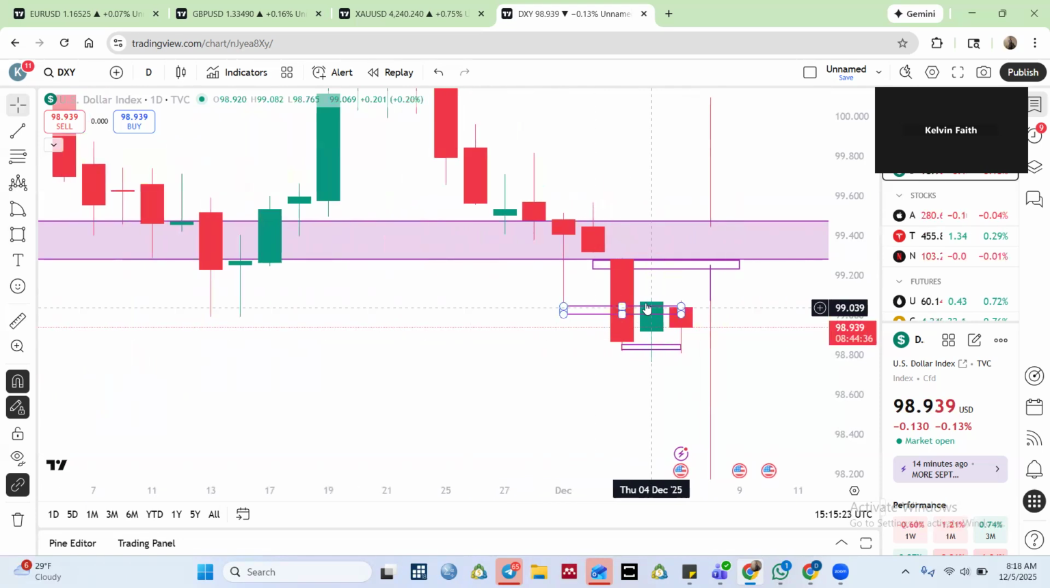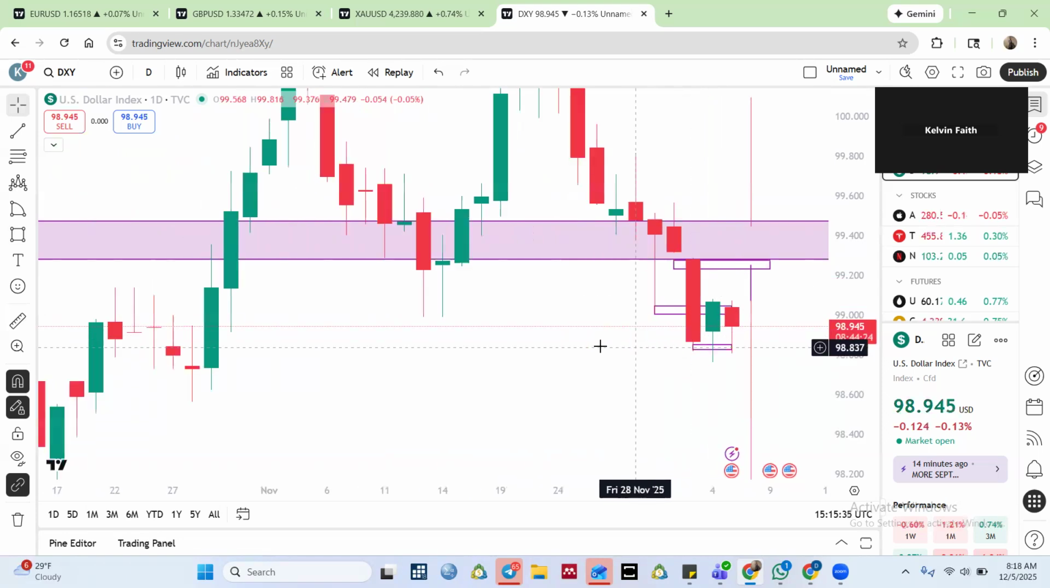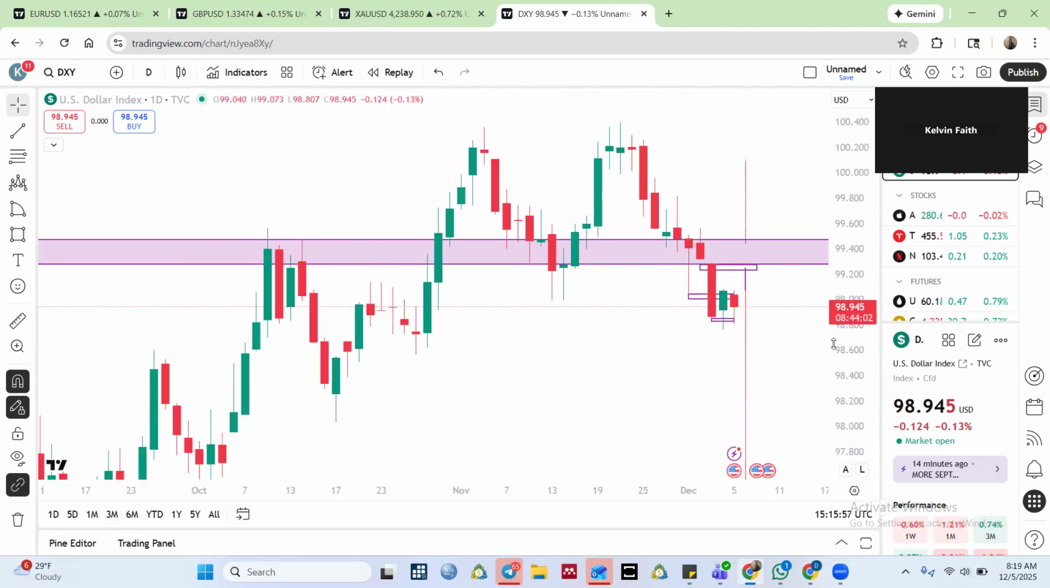But we can see that it made a wick up, couldn't get to exactly that point, and we saw today's candle dropping, pushing price to the downside. So the question is: is today's candle going to reject up and retest this area, or is it just going to push back down and keep dropping? This is the question that we have to ask ourselves.